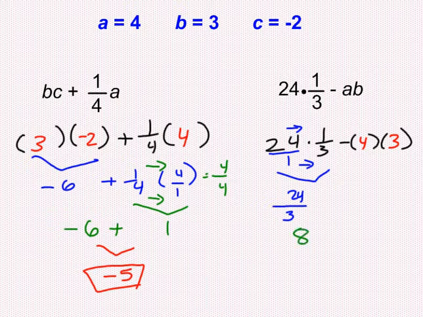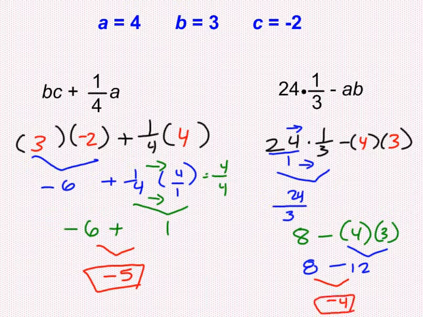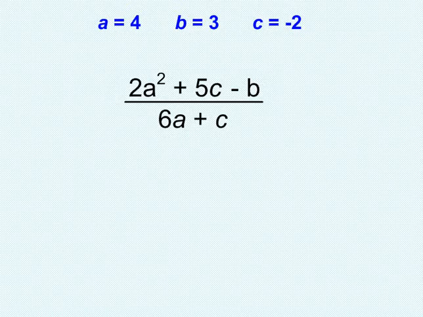Again, a fraction is what type of problem? Division. What is 24 divided by 3? 8. So I have 8 minus 4 times 3. What is 4 times 3? 12. So now I have 8 minus 12. What's 8 minus 12? Negative 4.